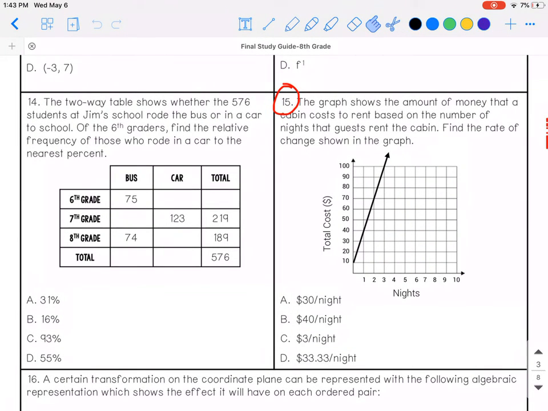Hey guys, it's Miss Roth here again, and we are going to review some of our final study guide problems that have to deal with linear relationships.